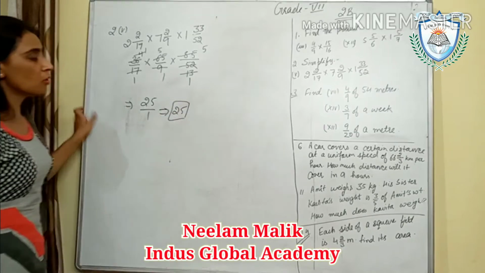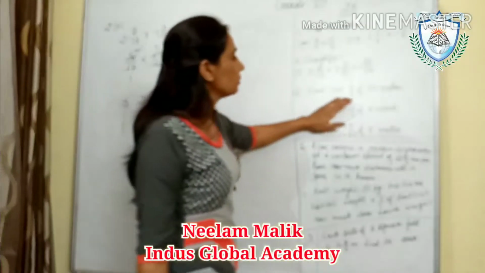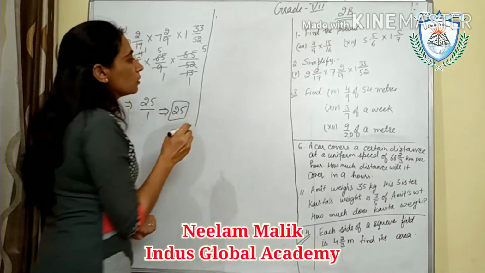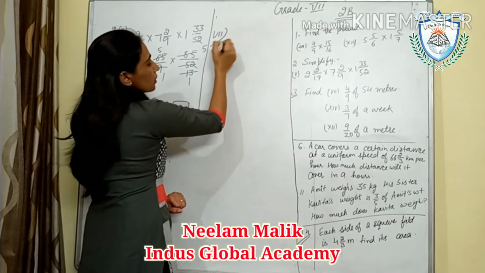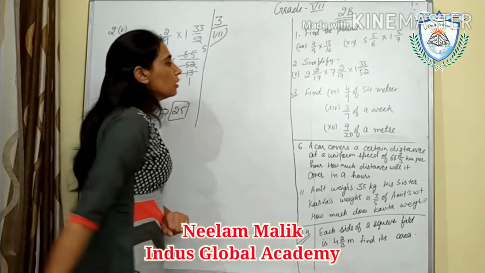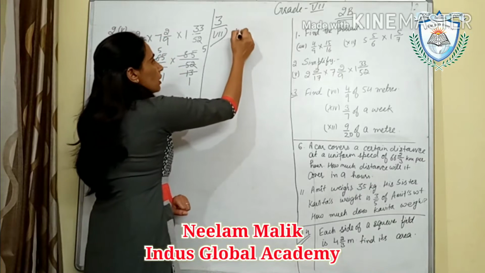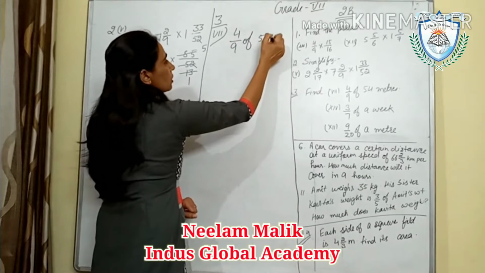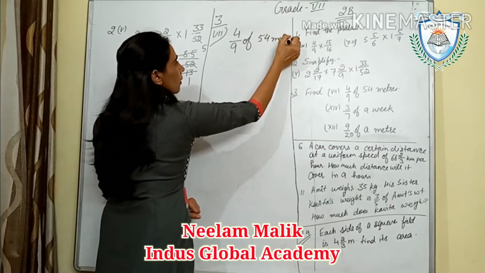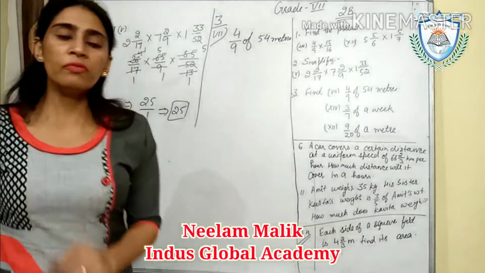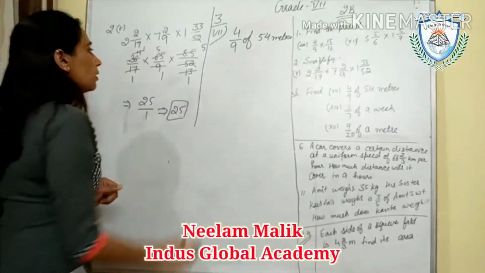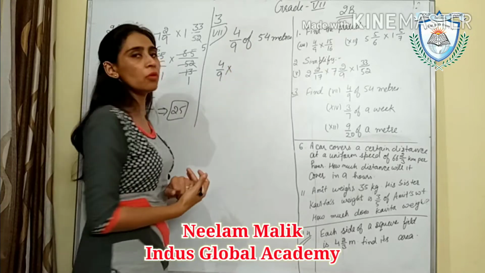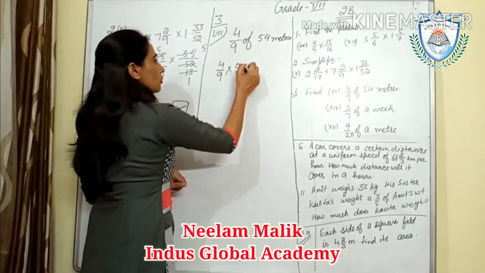Okay, now question number 3, find this of this. This is your 7th part. Question number 3, what do we have to find out? We have to find out 4 upon 9 of 54 meters. Of means multiply. Of means multiply. So 4 upon 9 multiplied by 54 meters.